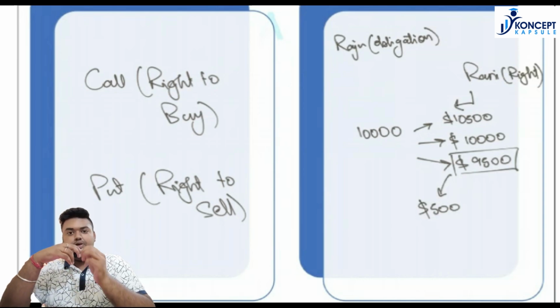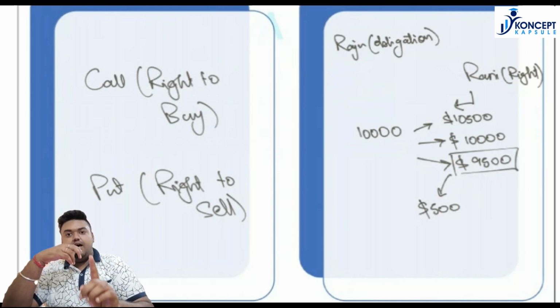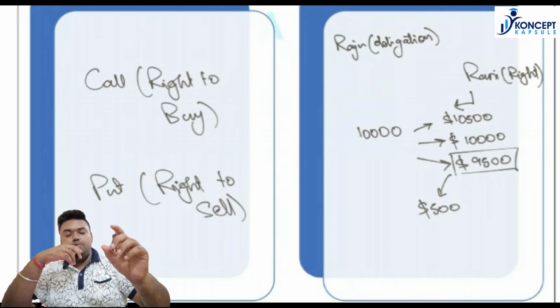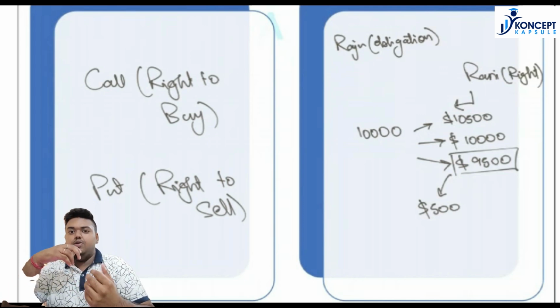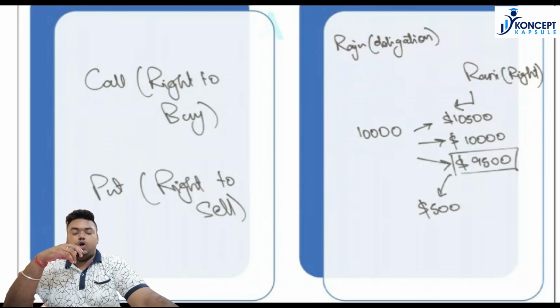So guys, be very clear with call and put. Be very clear with the definition of options. Options are very important not only for level 1 but for level 2 and level 3 as well. So the stronger the foundational base that you create with the definition and with the types, it will help you in future.